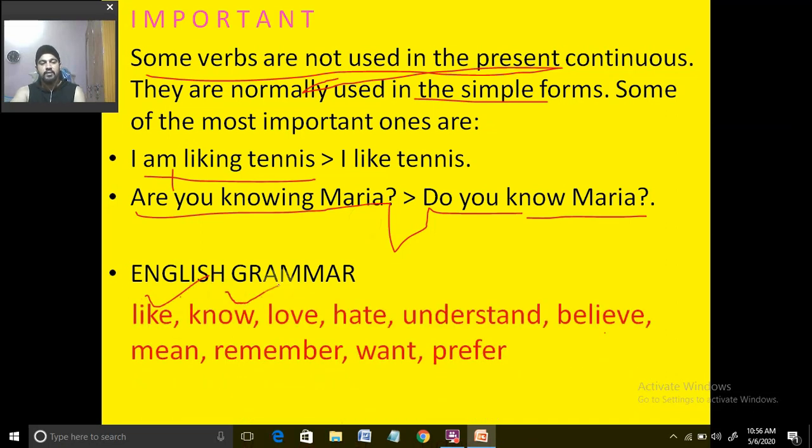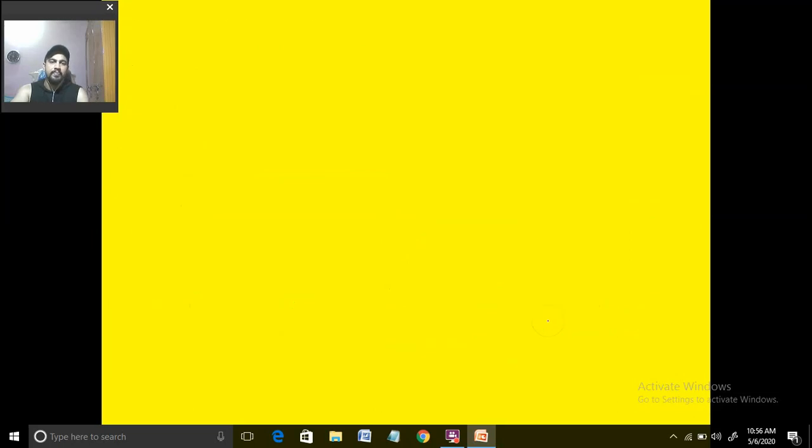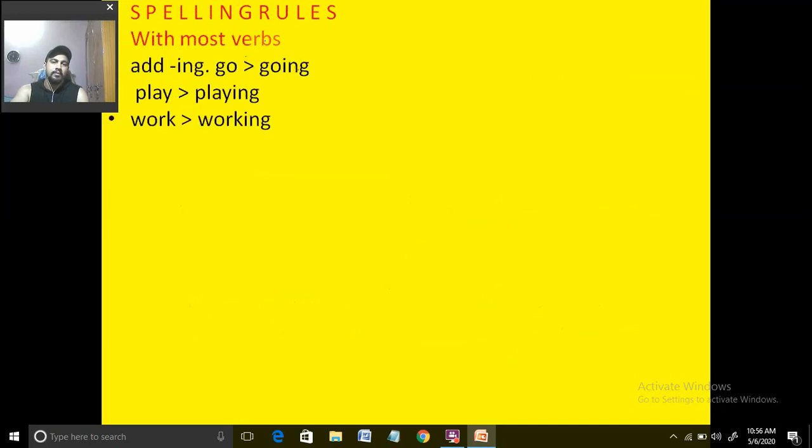Then these are the different verbs: know, love, hate, understand, believe, mean, remember, want, prefer. There would be many, but these are a few examples that you need to keep in mind. Then comes the spelling rules. With most verbs we use ing. With action verbs, usually when we write play, we add ing, and with work we add ing, and with go, with most of the verbs.